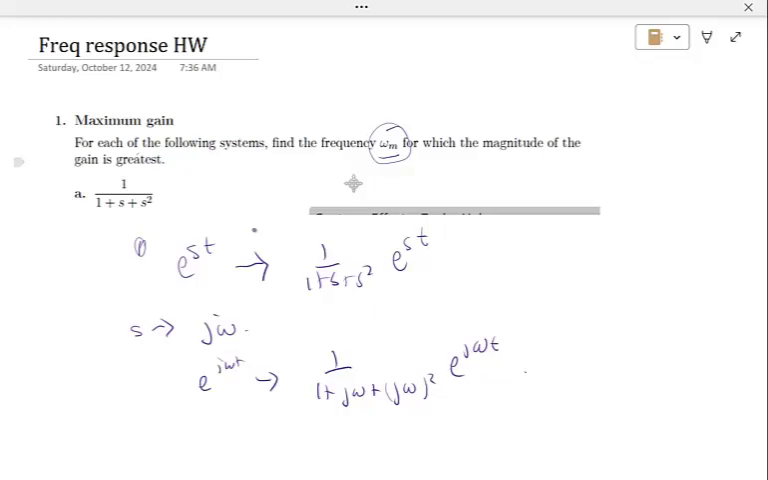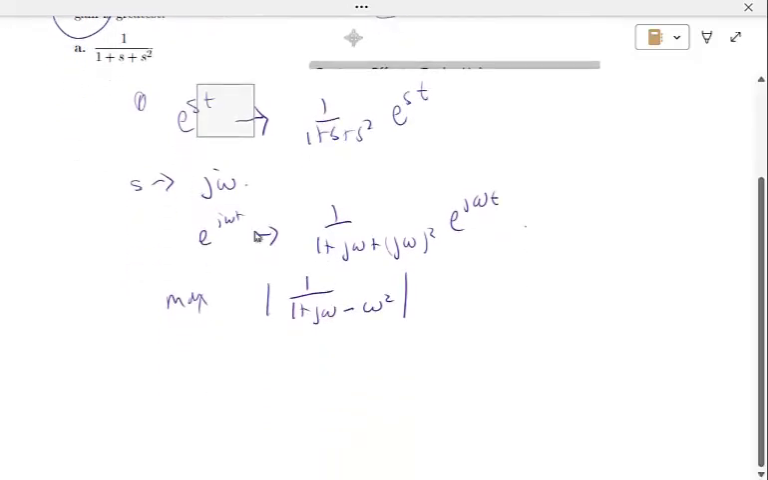All right. Now, when they talk about the gain, they're talking about the modulus of this. So we want to maximize the modulus of this, 1 plus j omega squared. Well, j omega squared is the same thing as minus omega squared. Okay. So I'm going to maximize this modulus. Now, it's a modulus of a complex number. Now, to make this easier, that's the same thing as minimizing the modulus of 1 plus j omega minus omega squared plus j omega minus omega squared.